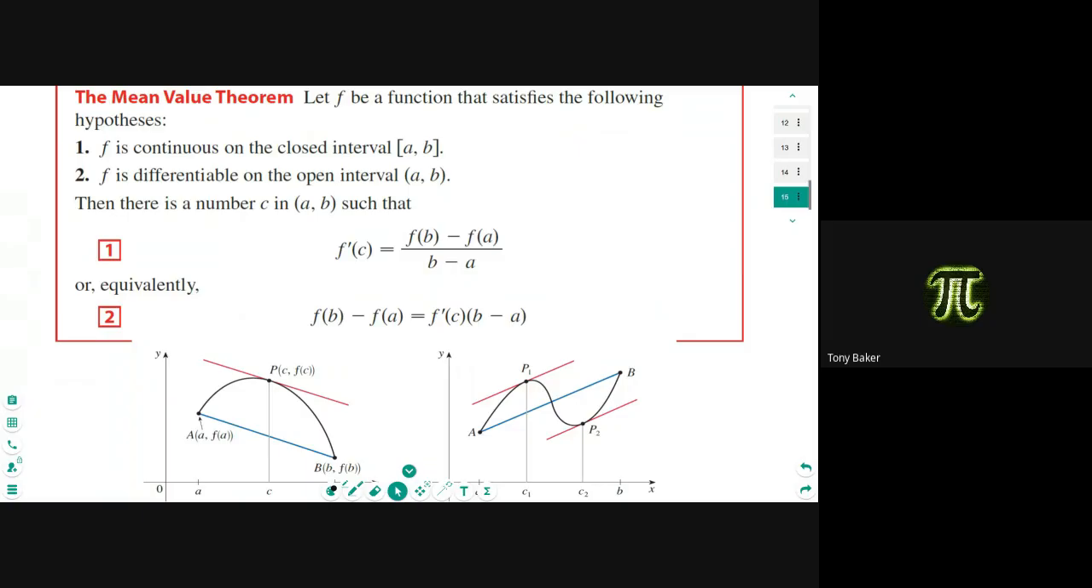So like this right here, that's that slope. At some point over here, the slopes have to be equal to that. Same thing on this one. There's got to be a point between those two where I have an identical slope.